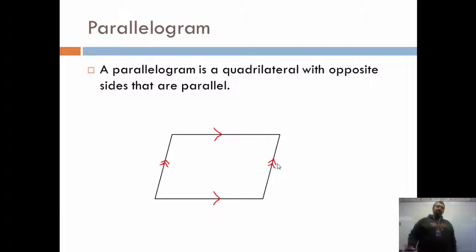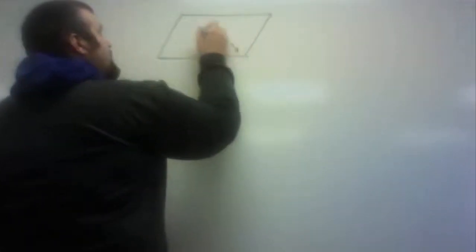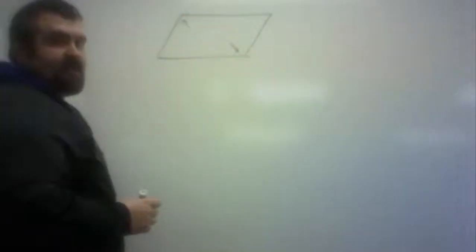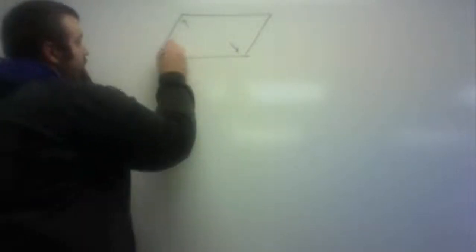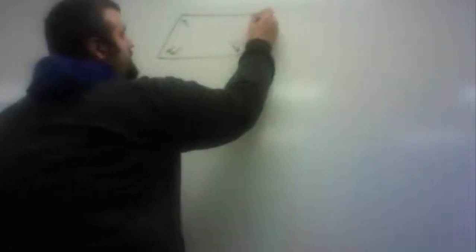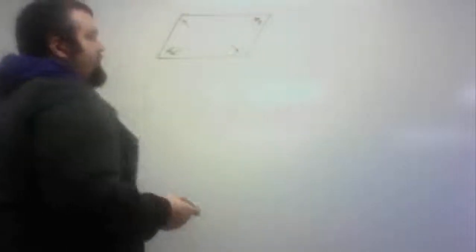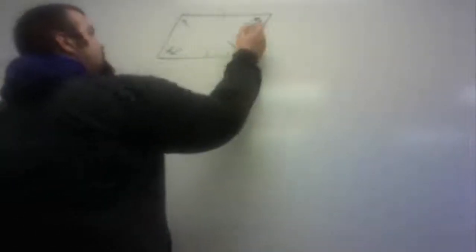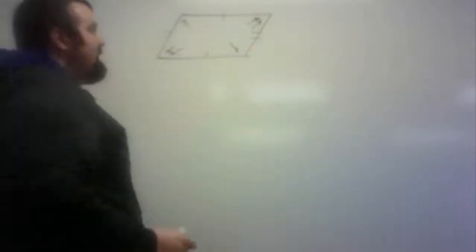Two sets of opposite sides being parallel. Now, the neat thing about this shape is if I were to draw it, I notice two things about it. This angle here and this angle look to be the same size. This angle and this angle also appear to be about the same size. This side and this side look congruent, and this side and this side look congruent. And in fact, that's true.